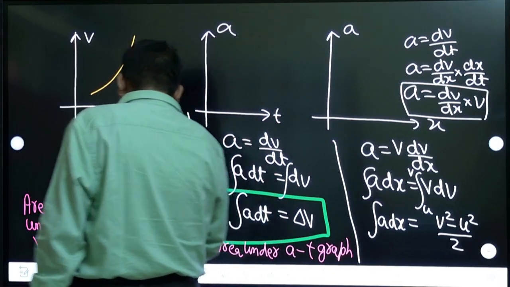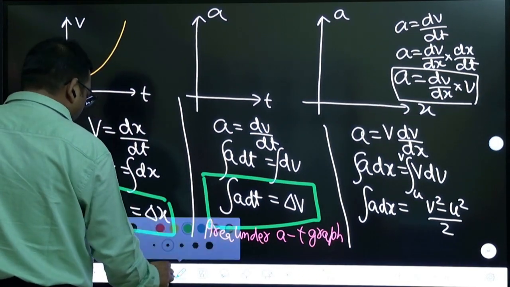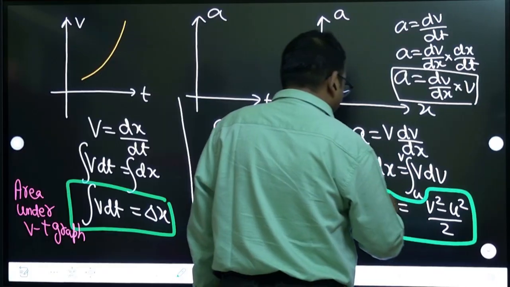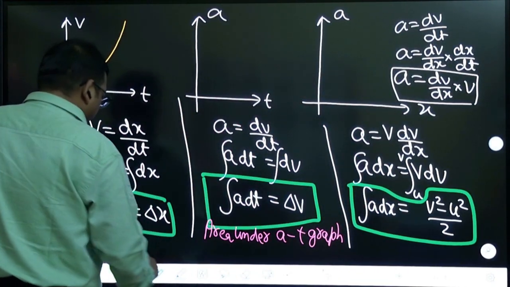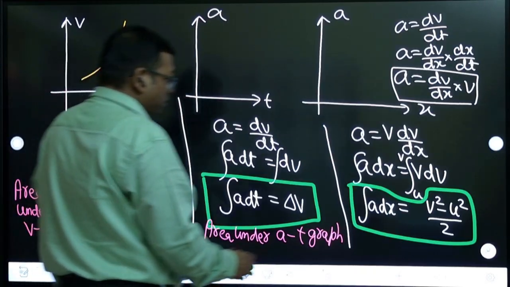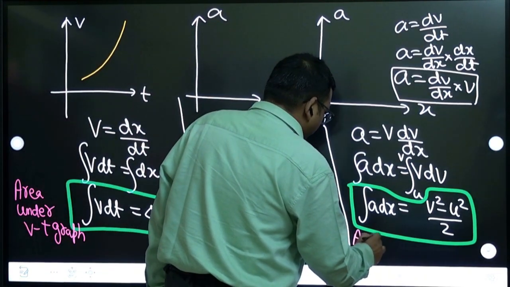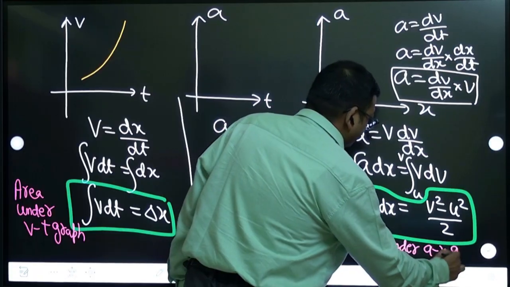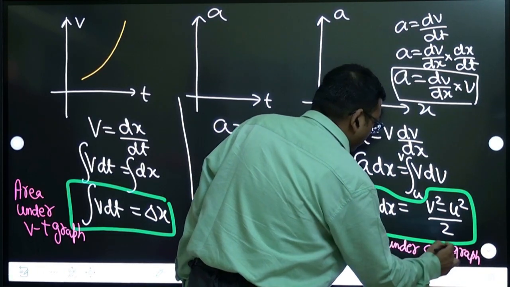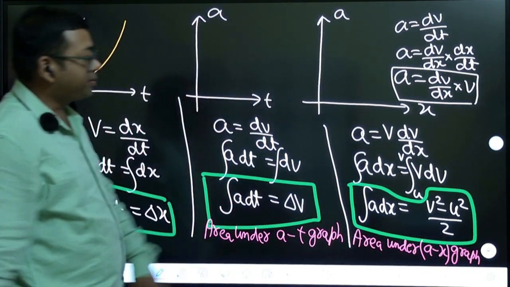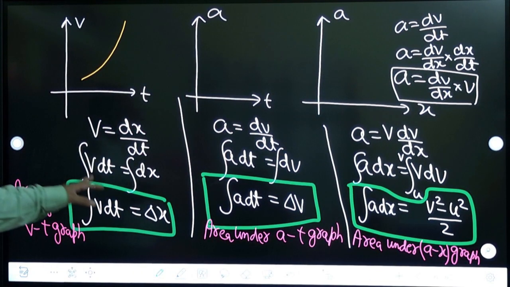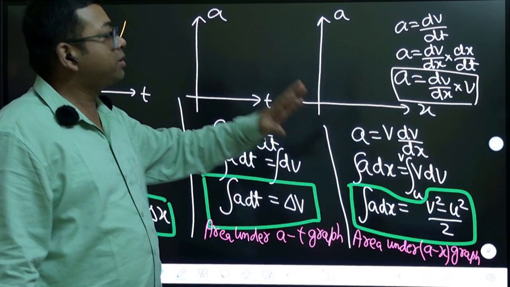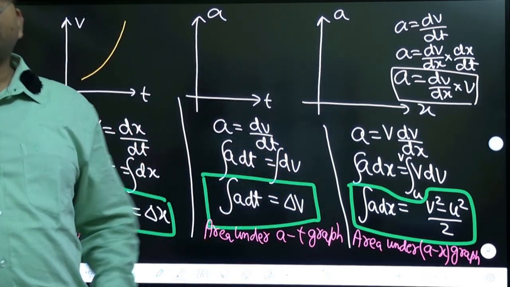So v square minus u square by 2 gives us what? It gives us the area under the acceleration position graph. Note that, this is a very important concept. This is giving us the area under the AX graph. So with these three applications of integration and the graph, now you can definitely score very good marks. Are you okay with this?